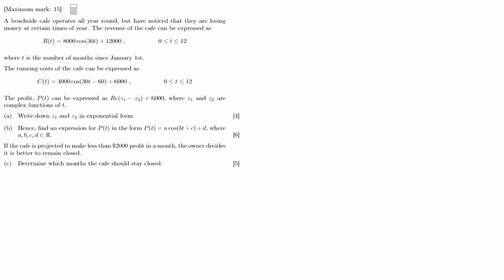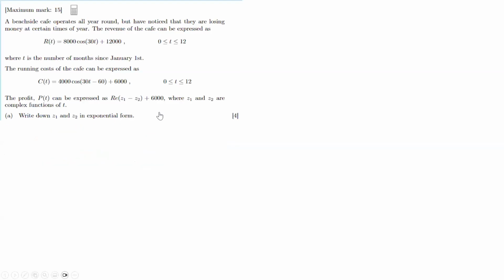And we're looking for a profit equation. So let's just work through part A of this question first, before we worry about parts B and C. It says write down Z1 and Z2 in exponential form. All we know at this stage is that we've been told that profit can be expressed as the real part of the difference between two complex functions. Now we have to write down those complex functions in exponential form when we don't even know what those complex functions are. So let's just break this down a bit.